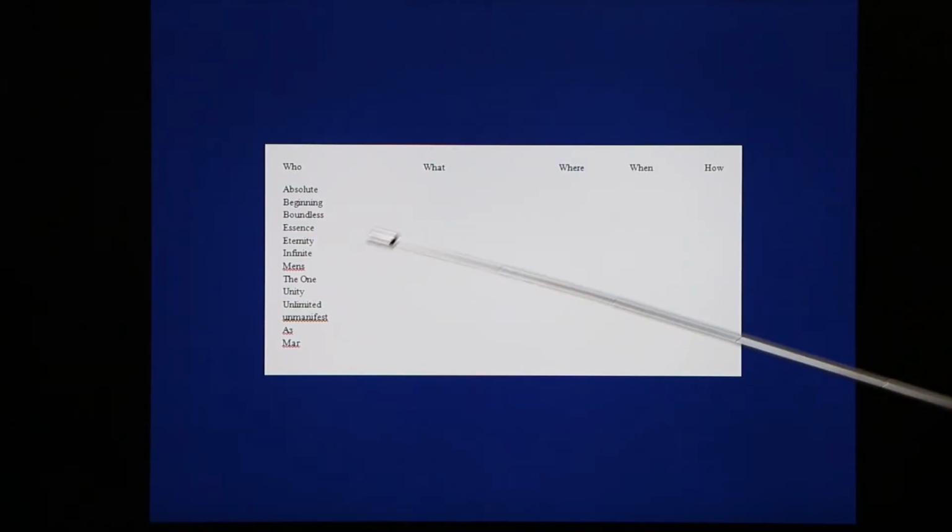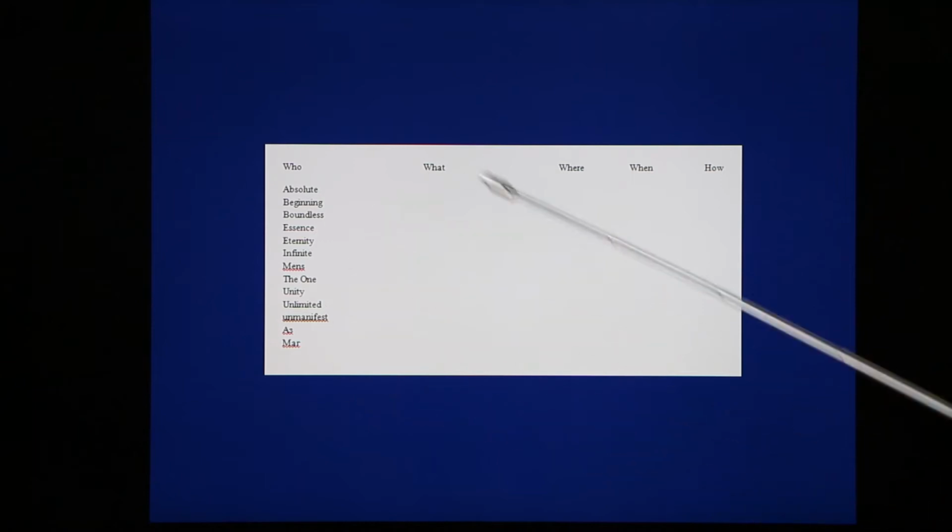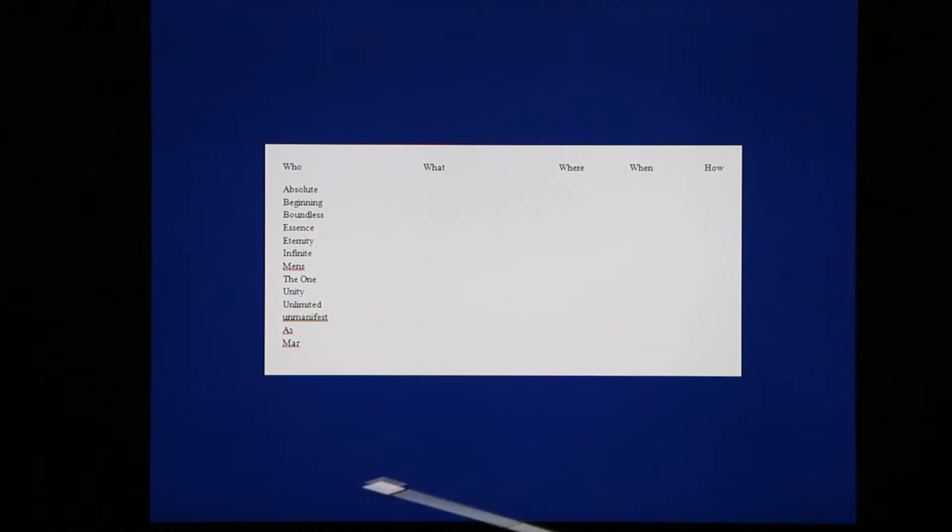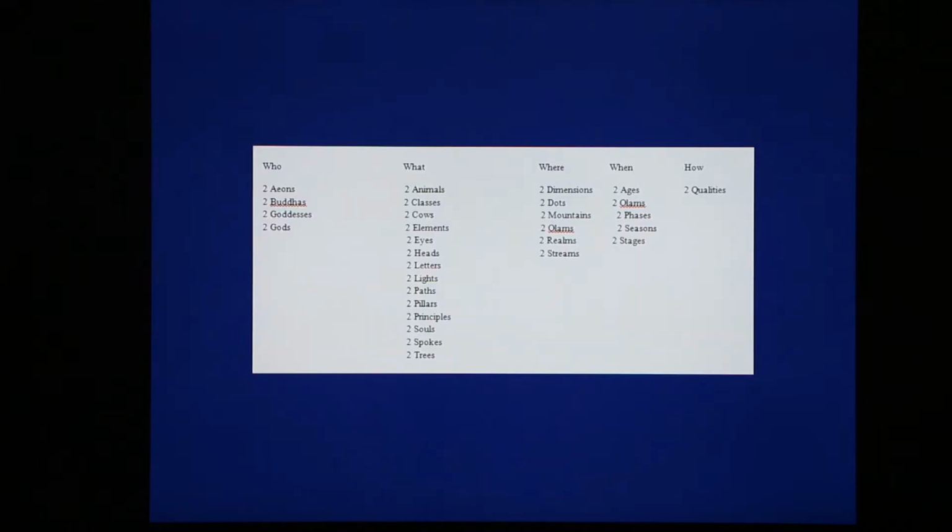So the number 1 is the absolute, the beginning, the boundless, essence, eternity, infinite, mens or mind, the one, unity, unlimited, unmanifest, as and Mars. 2, well, this is all the things that are linked with 2.